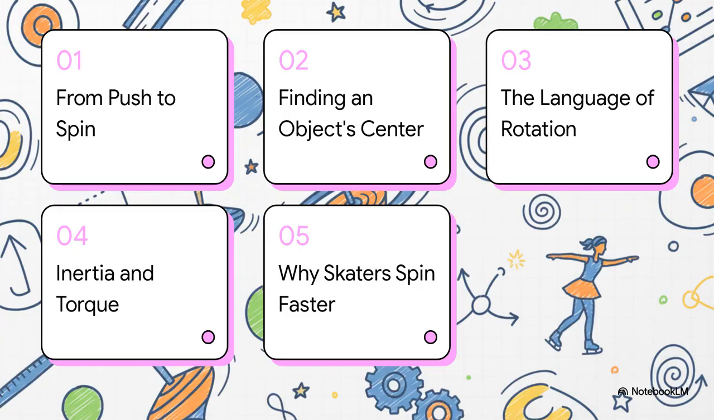We'll start by turning a simple push into a spin. Then we'll figure out how to find an object's perfect balancing point. After that, we'll dive into that new language of rotation, and we'll meet the rotational versions of mass and force. Then we'll put it all together to finally understand how those skaters spin so incredibly fast.